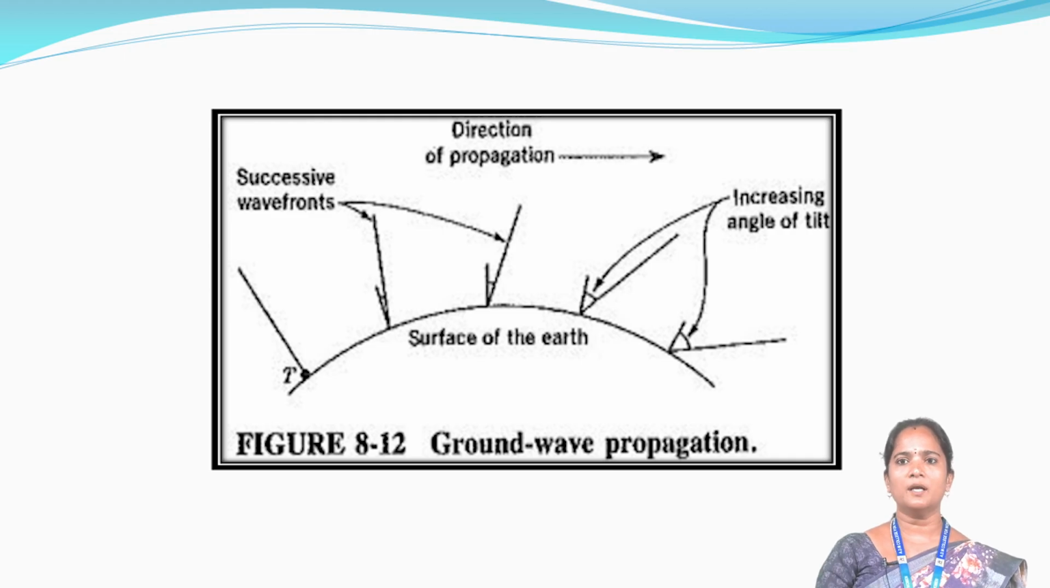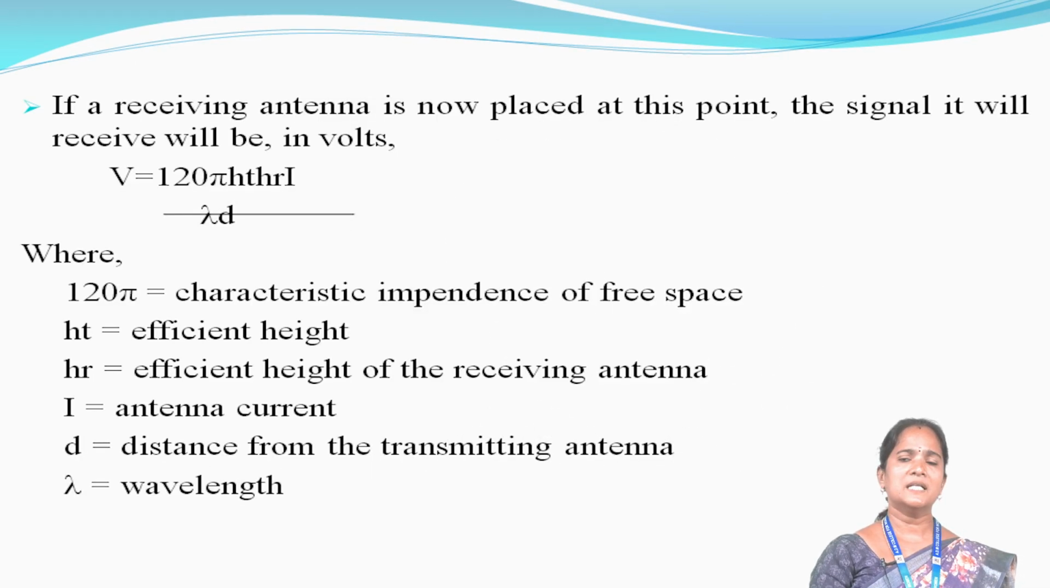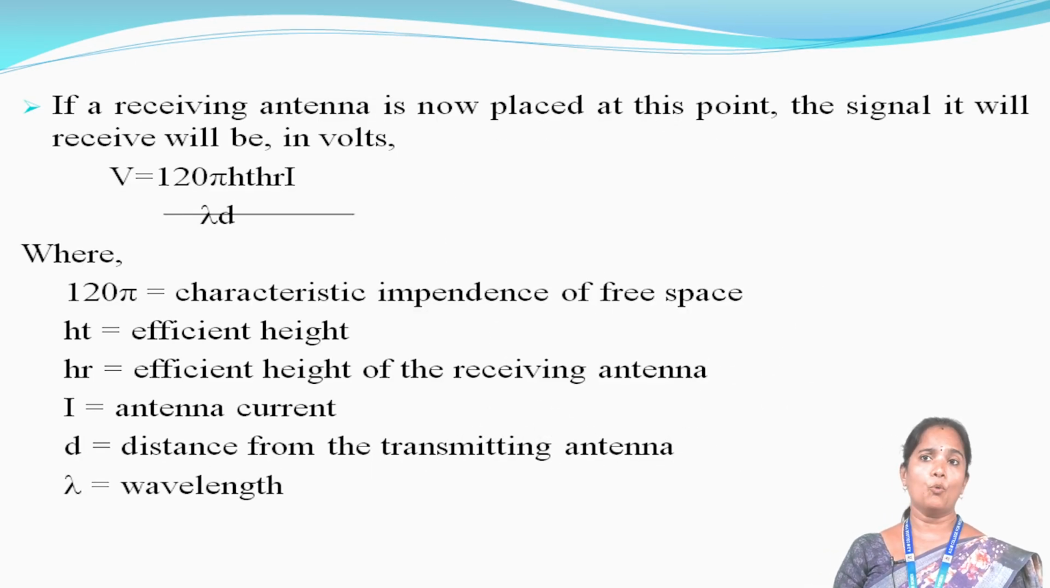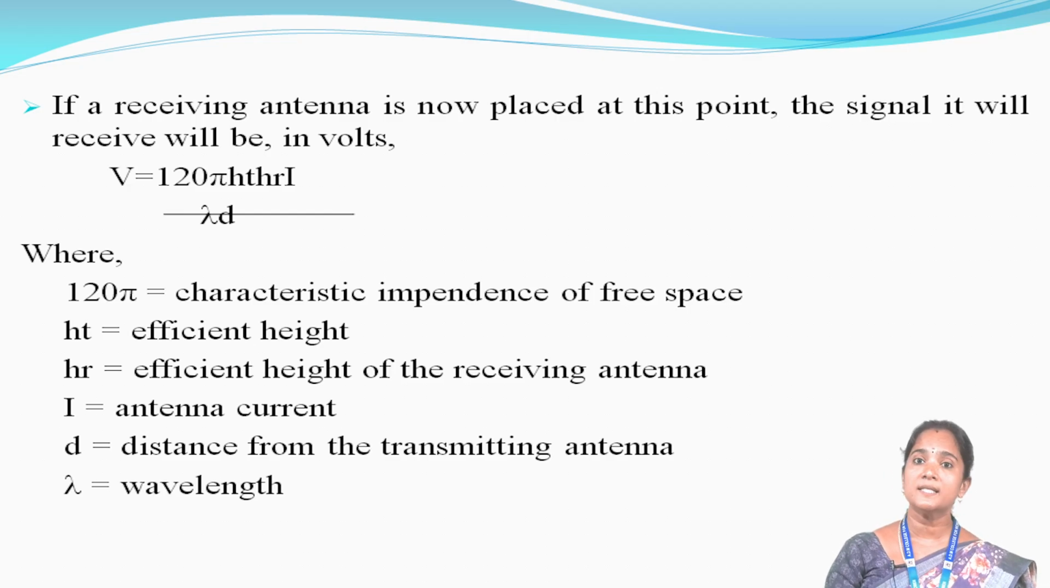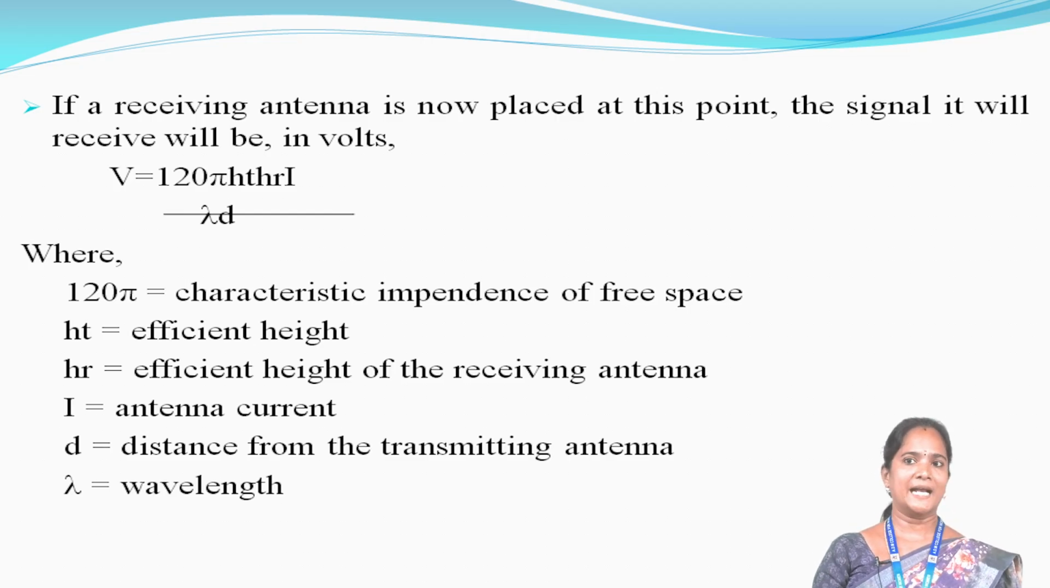Ground wave propagation picture. If a receive antenna is now placed at this point, the signal will be V equal to 120 pi HT HR I by lambda d. Here 120 pi equals the characteristic impedance of free space, HT is the effective height of the transmitting antenna, HR is the effective height of the receiving antenna, I is the antenna current, and d is the distance from the transmitting antenna.